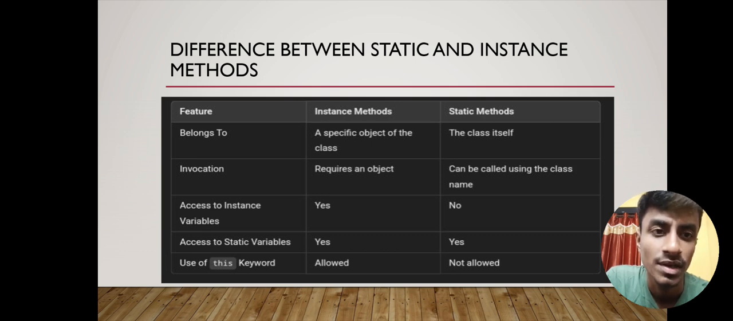Use of this keyword. In instance methods, use of the this keyword is allowed, whereas in static methods it is not allowed.